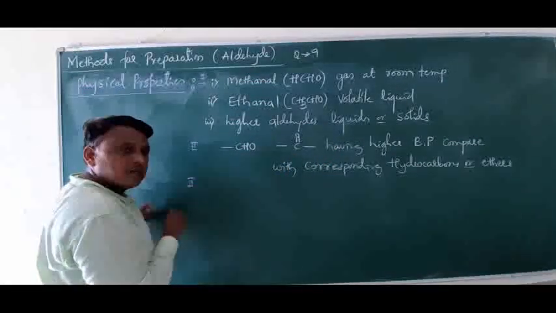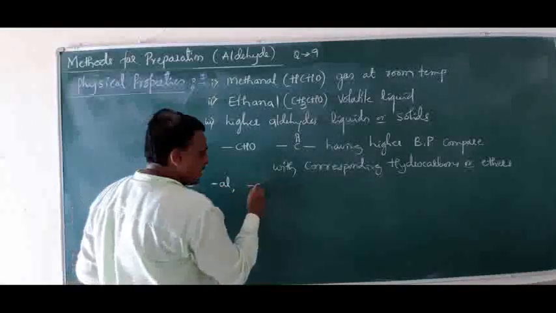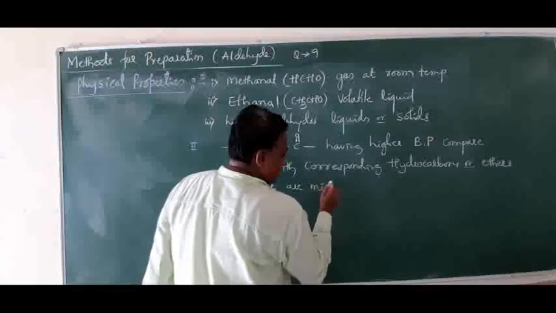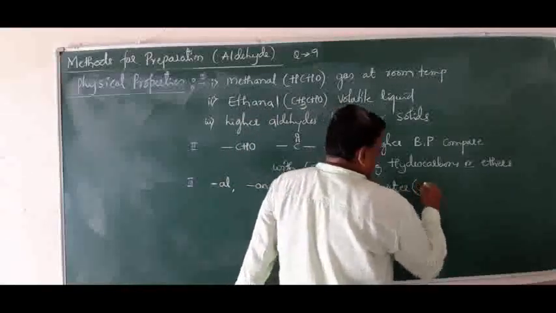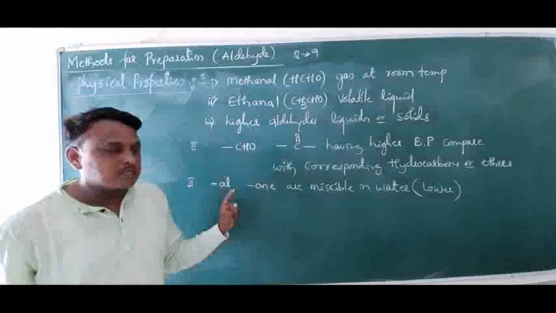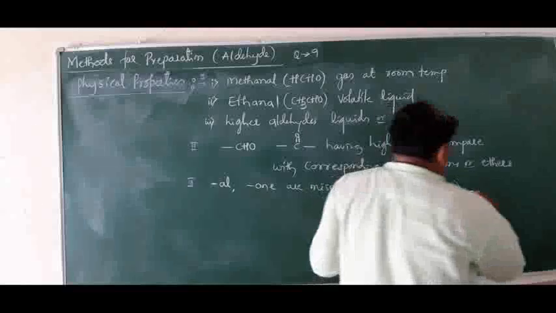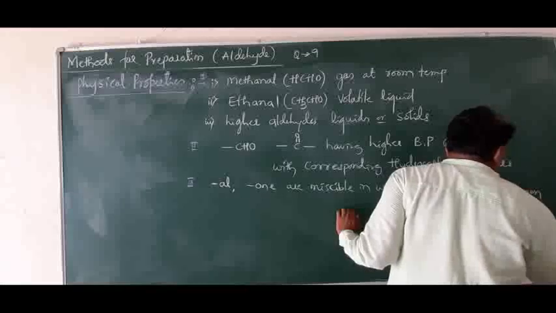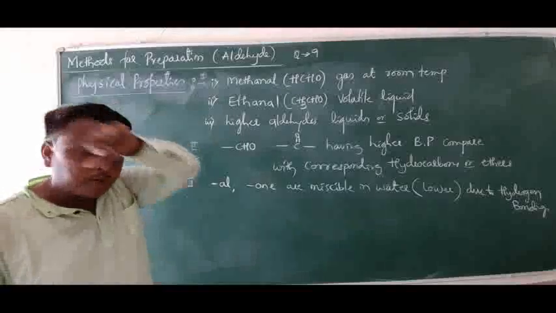Third one, aldehydes and ketones. I have mentioned before: aldehyde is -al, ketone is -one. Aldehydes and ketones are miscible in water, especially lower aldehydes or lower ketones. Lower aldehydes and ketones are easily miscible in water, I think all of you know, due to hydrogen bonding. This is the fourth important property of the aldehydes.